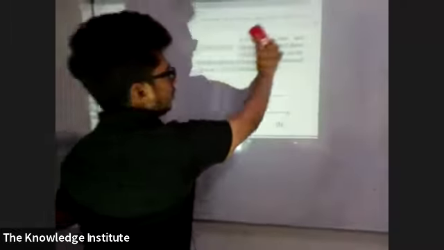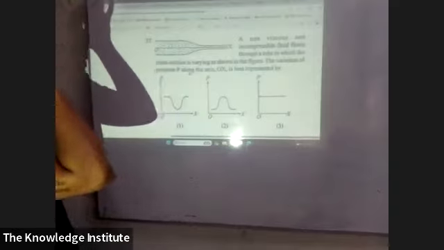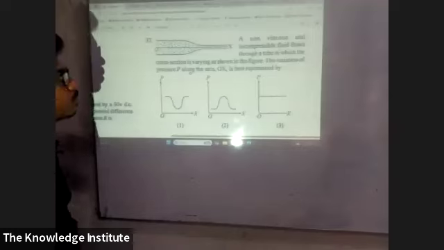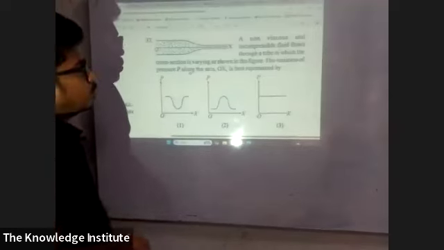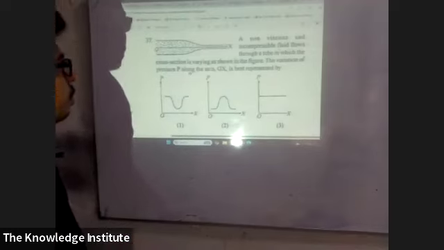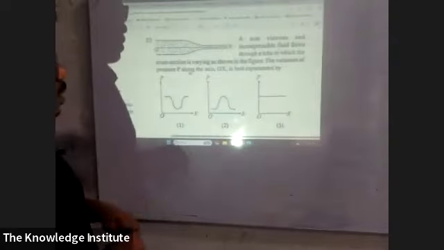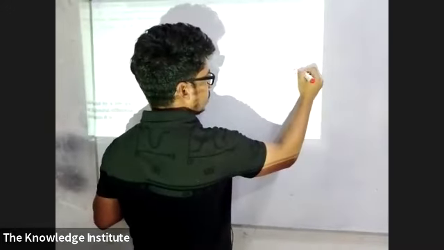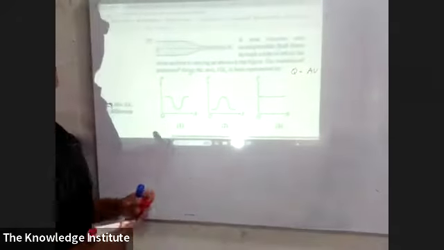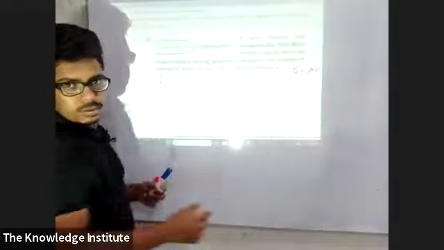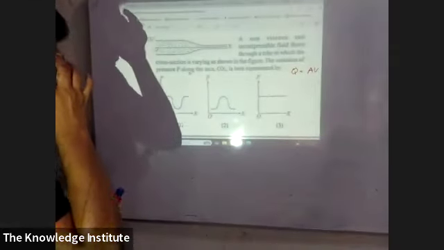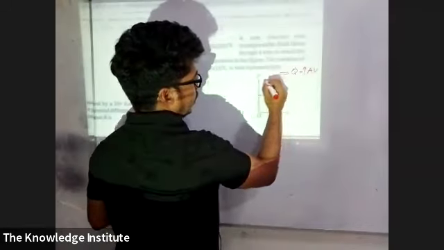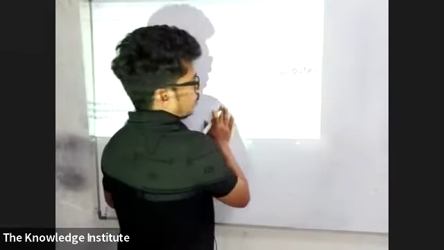Okay, a non-viscous and incompressible fluid flows through a tube in which the cross section is varying as shown in the figure. The variation of pressure along axis OX is best represented by which graph? Cross section area with pressure variation. According to the continuity equation, pressure is not equal; there is a pressure gradient. Q equals AV, and Q is constant for the flow.